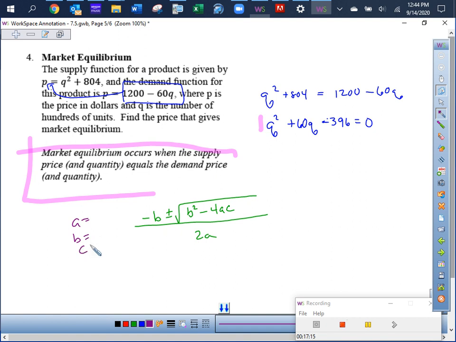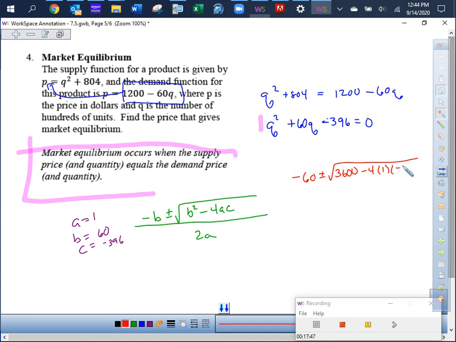You got to figure out who A, B, and C are. A is the number in front of Q squared. B is the number in front of Q. And C is the negative 396. Let's substitute these in. Opposite of B, plus or minus the square root of B squared, 60 squared. You should always punch that in if you don't know. But if you know what 6 squared is, it's really not that complicated. It's 3600. Minus 4 times A times C, all over 2 times A, which is 2.